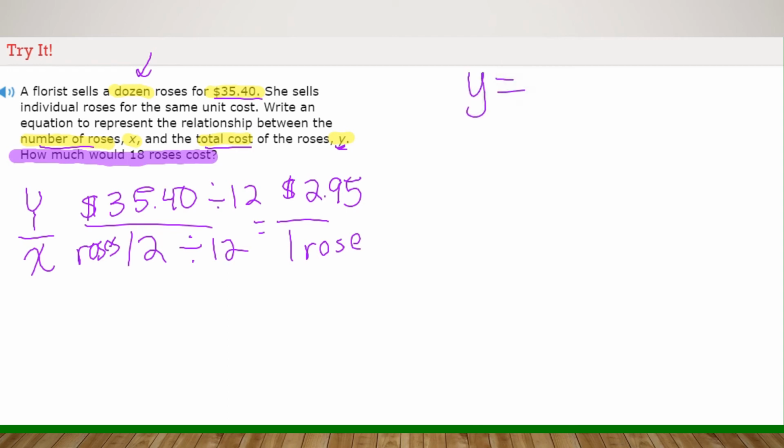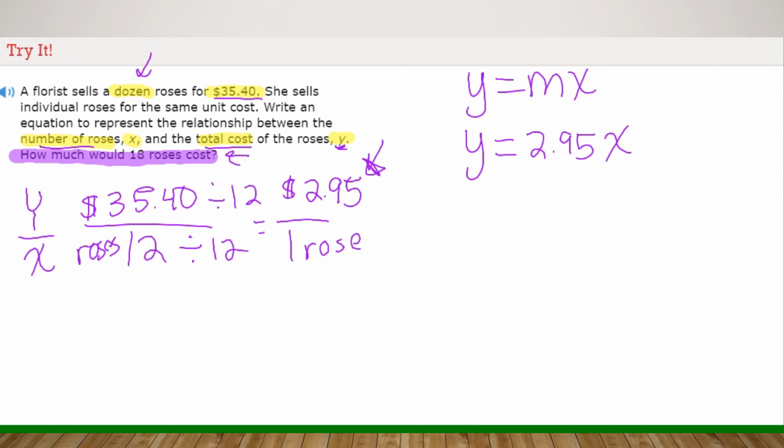Well, we know our equation should be in this form, y equals mx, or you could say y equals kx. Now, m is our constant of proportionality, or our unit rate in this case. So our unit rate, or constant of proportionality, is $2.95. So we'll go ahead and substitute that in for m. And then x is our number of roses. So now we have our proportional equation, and we can go ahead and figure out the answer.